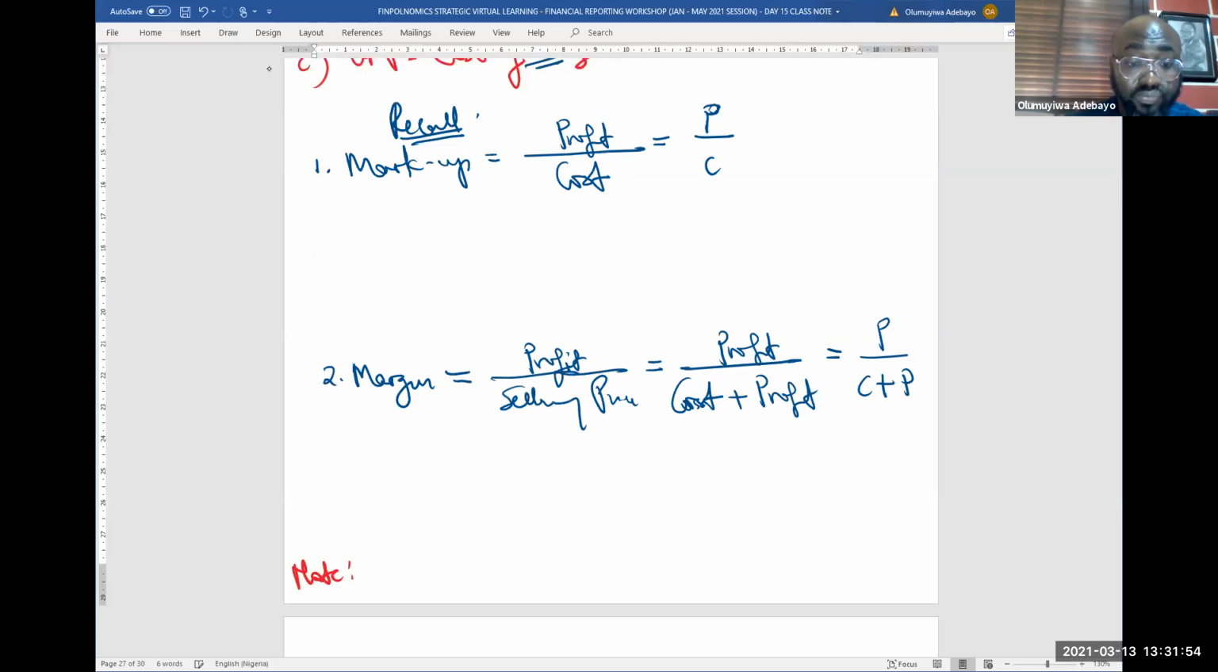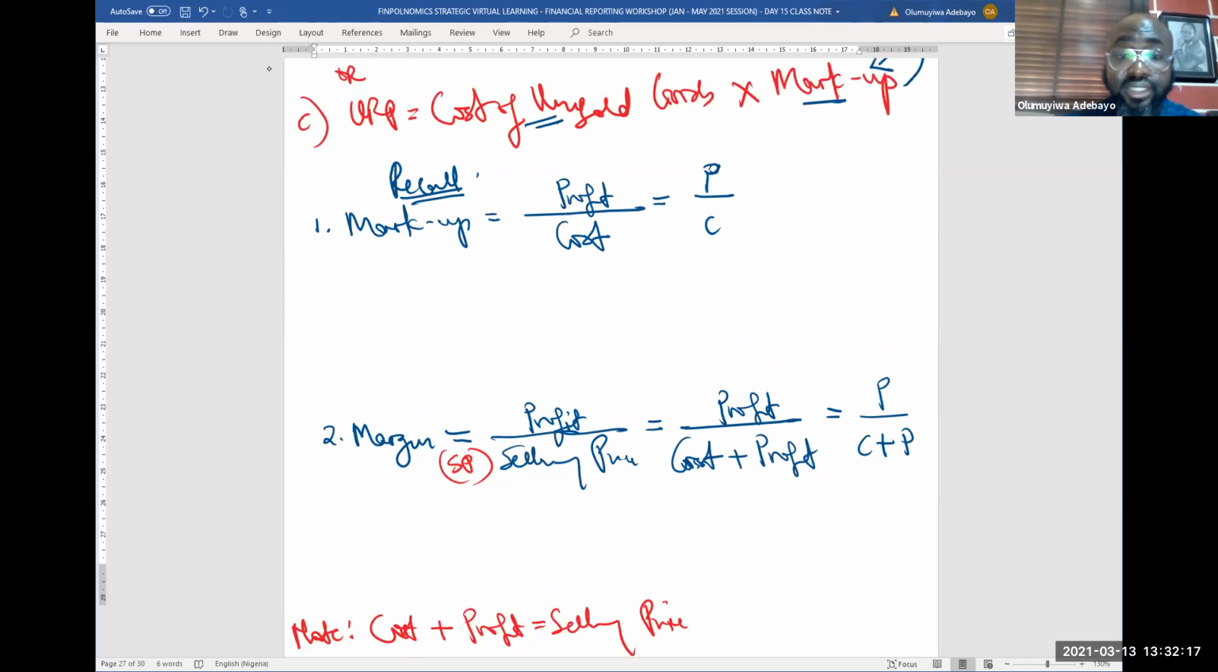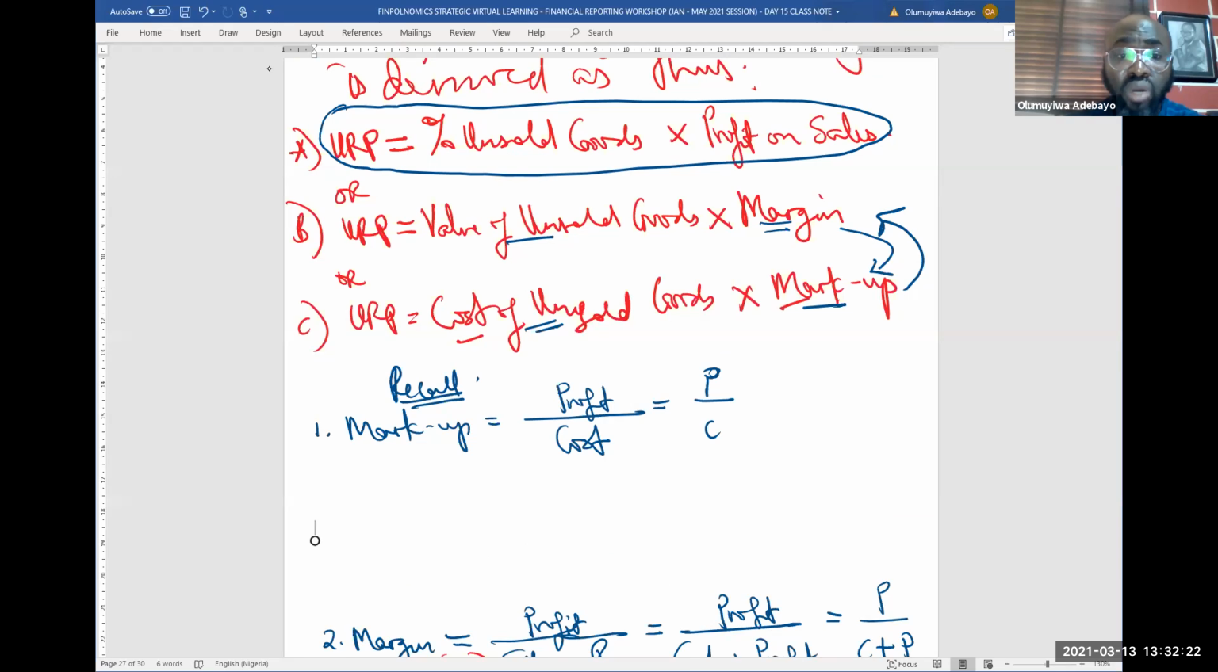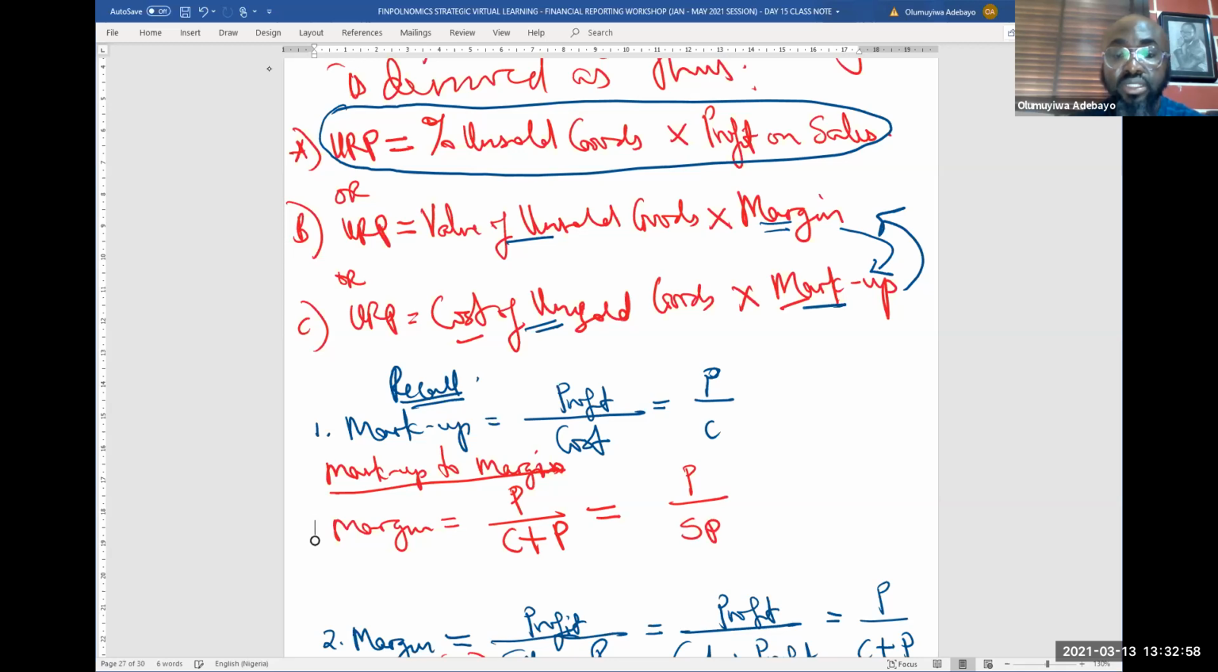And note something here. That relationship exists between selling price and cost, because cost plus profit is selling price. Therefore, if you have markup and you have cost, you are good to go. But what if you have value and you have markup? It then means you have to convert markup to margin. How do I convert markup to margin? If markup is P over C, I can convert it by looking for the P and adding it to the denominator, which makes us know that P over SP is our margin.